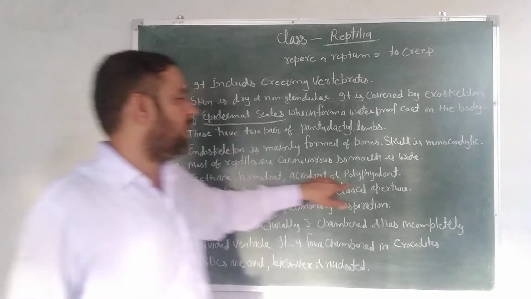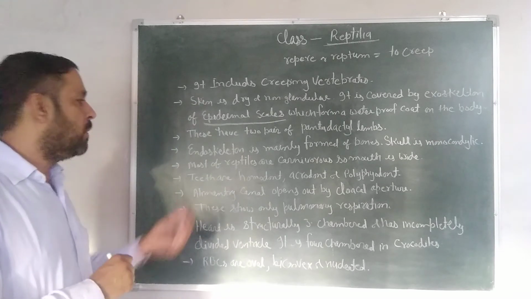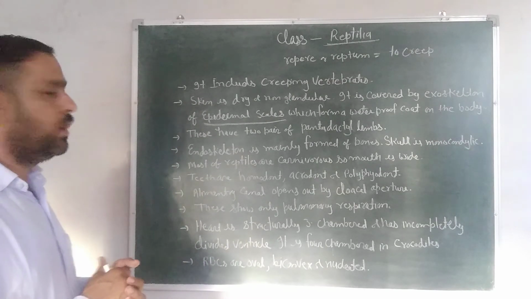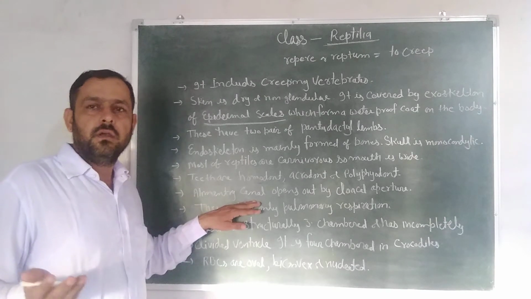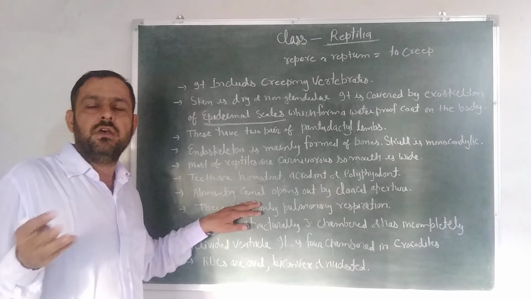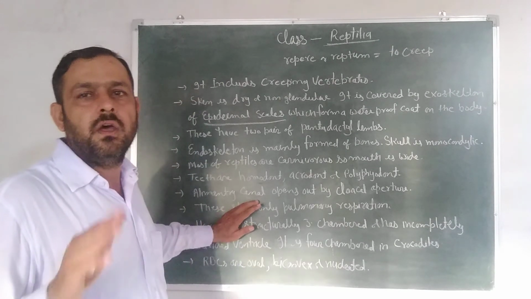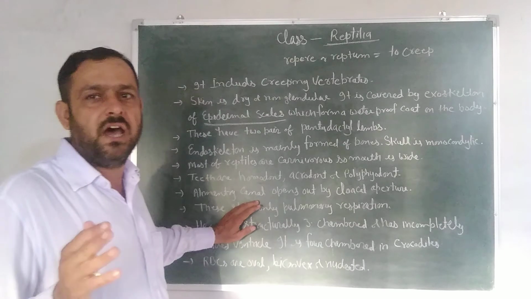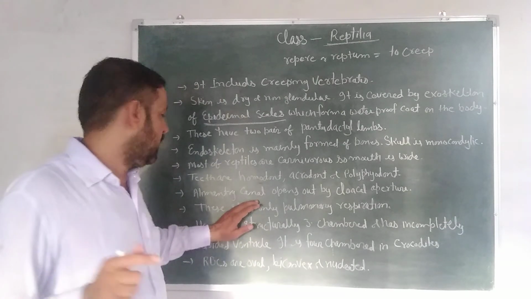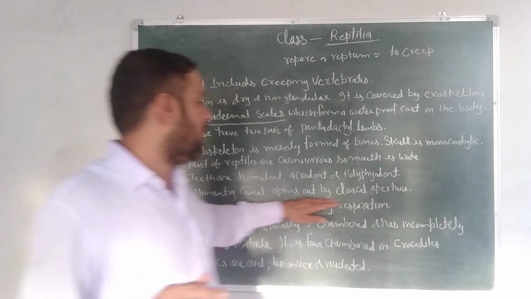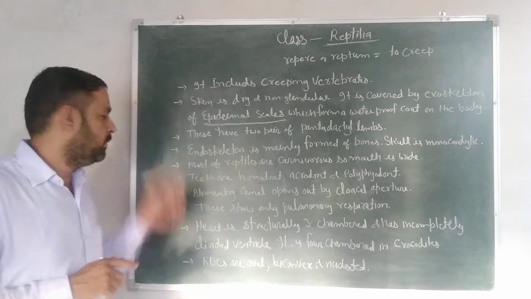Next, teeth are homodont, acrodont and polyphyodont. So you have to remember the types of teeth: homodont, acrodont and polyphyodont. Alimentary canal is complete in all the vertebrates, means Amphibia, Reptilia, Aves and Mammalia have a complete alimentary canal, means it opens at two ends, one is mouth and another is anus. The alimentary canal opens out by a cloacal aperture as in Amphibia.